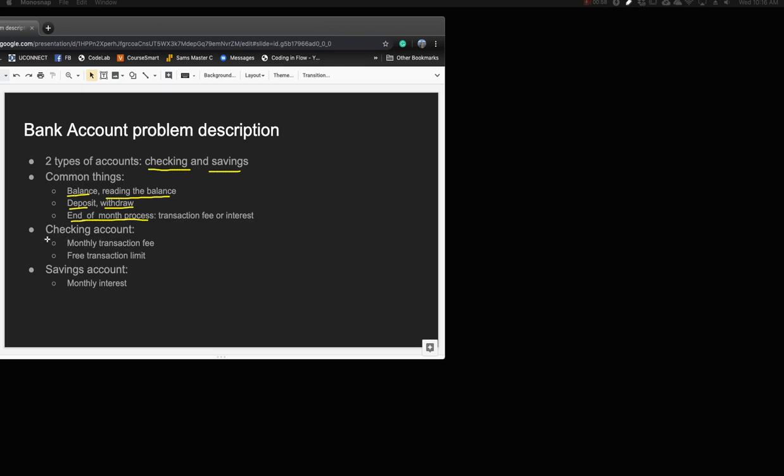And the specific thing about the checking account is it has a free transaction limit. Transaction here means either deposit or withdraw. You can make up to a certain number of transactions per month free. If you exceed the limit, there is a transaction fee for each transaction. And the savings account bears interest at the end of the month. So this is the problem to solve.